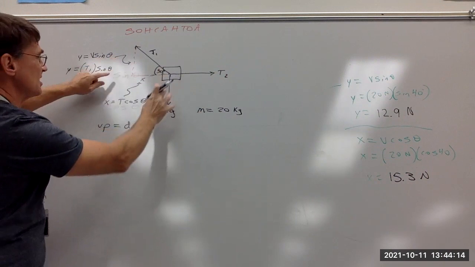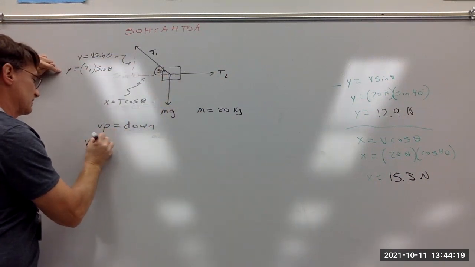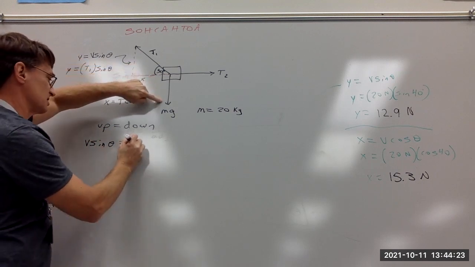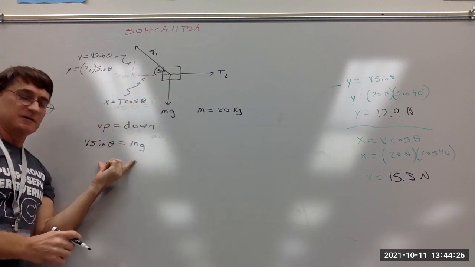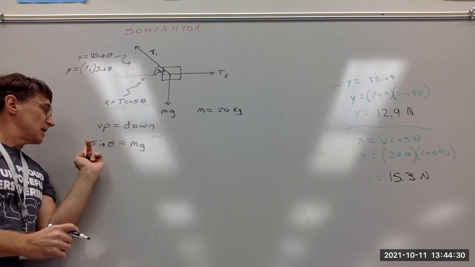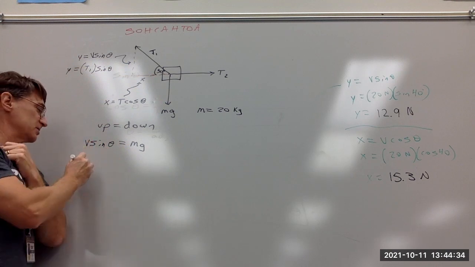What's pulling up on this sign? Well, the only uppish force is this V sine theta. So I can write V sine theta equals the down force, and the only down force is mg. And I've written myself an equation, and since I know m and g, and I know theta, I'll bet I could find V. In fact, I'm going to do that.